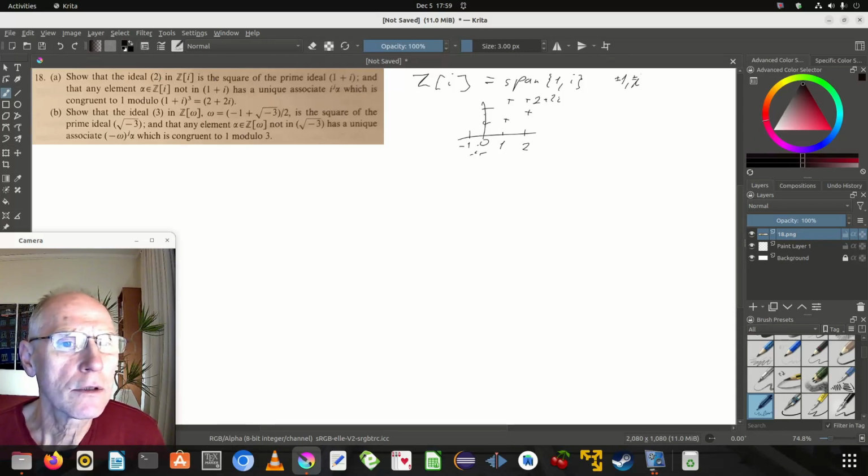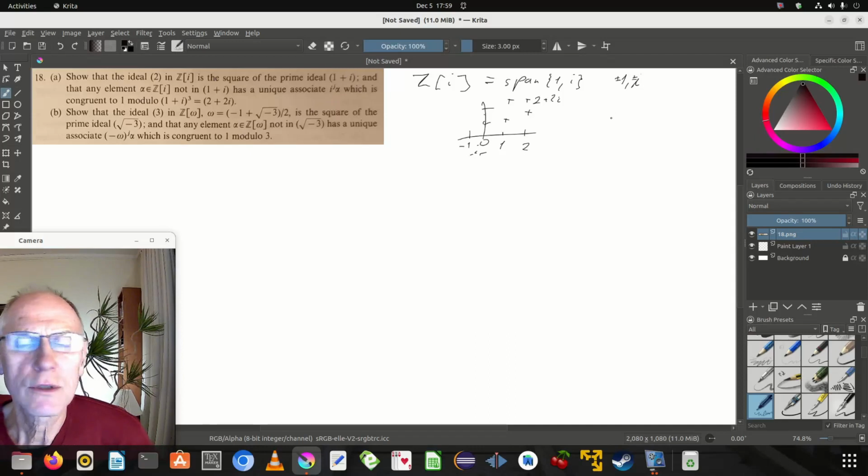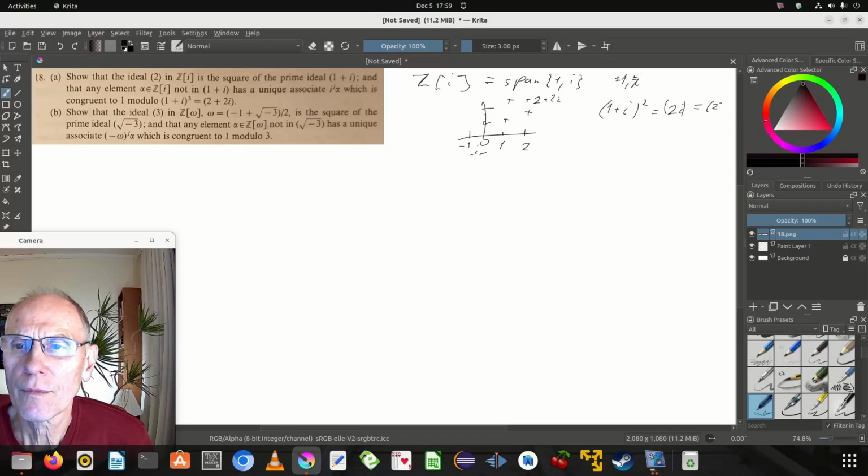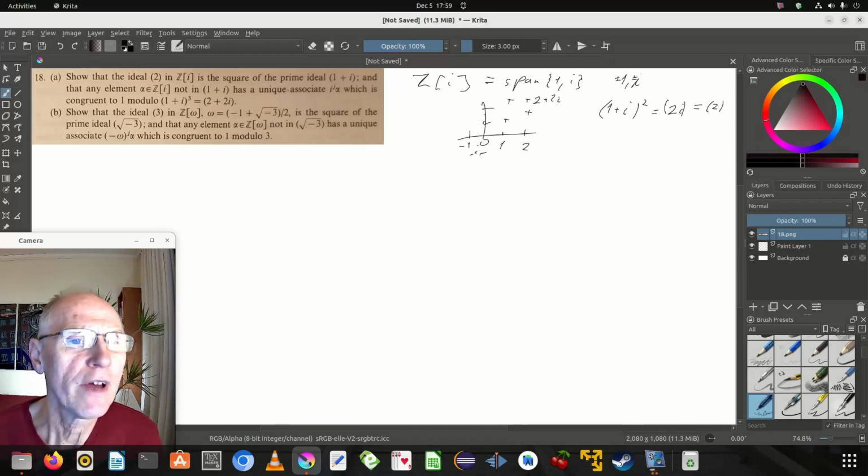And 2 is a square of, well, it is a principal ideal domain, so 1 plus i squared equals 2i, and multiplying by the unit minus i gives 2. So that's very easy.